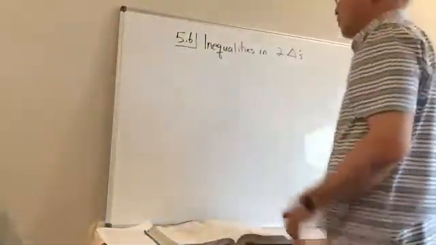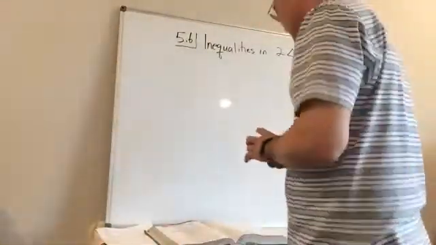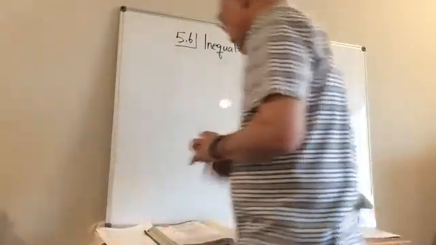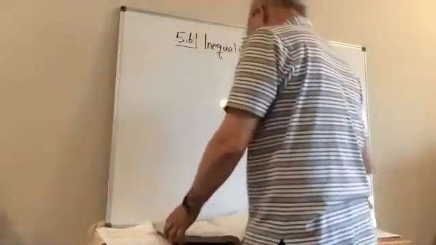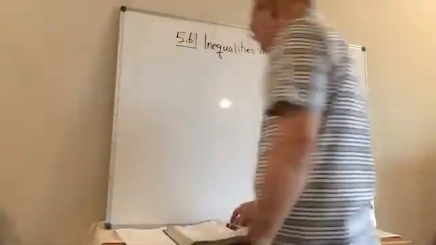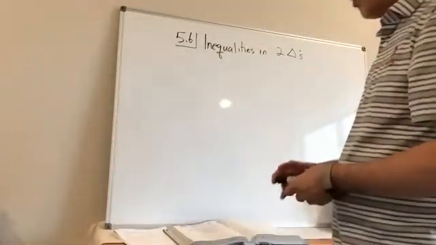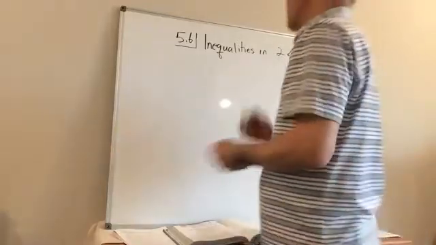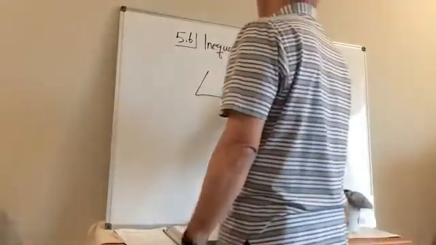Okay, so let's go ahead and move on to 5.6. In 5.6, we're going to talk about inequalities in two triangles. We initially talked about inequalities in one triangle, right? Earlier, we talked about within one triangle.